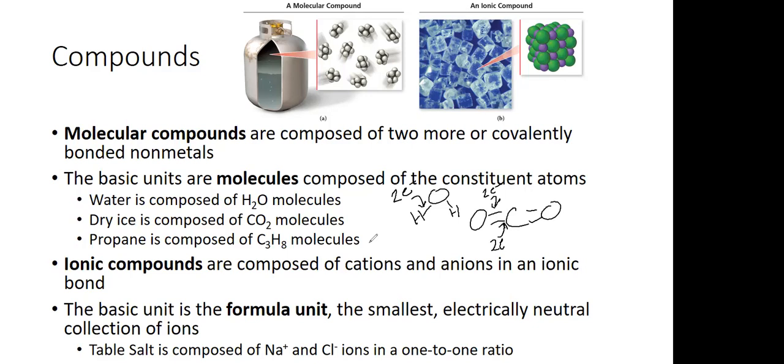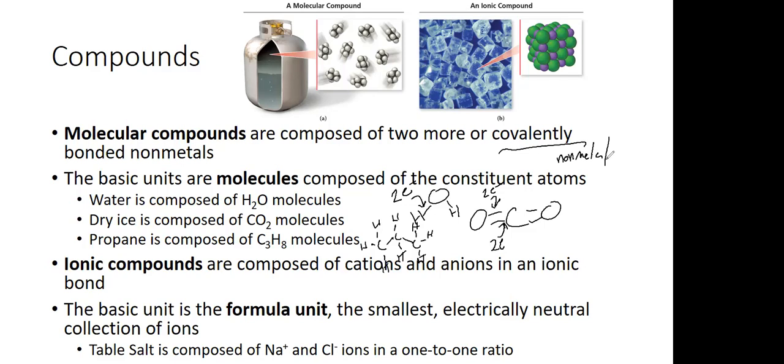Then you have something a little more complicated like propane, which is C3H8. Again, all nonmetals, all covalent bonds. They are all molecular compounds. So if you have nothing but covalent bonds or nothing but nonmetals, we call that compound molecular.